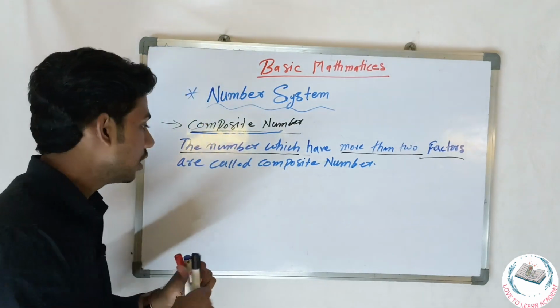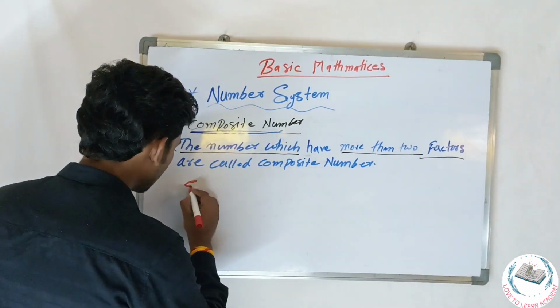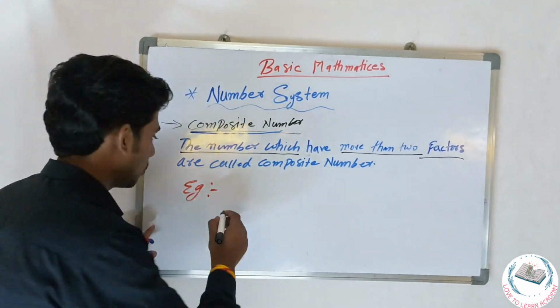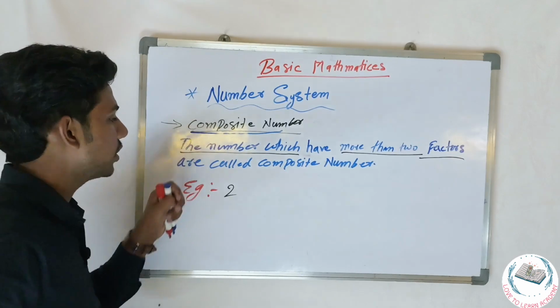For example, suppose I take an example. Okay, write 2. Can you tell me, is 2 a composite number?